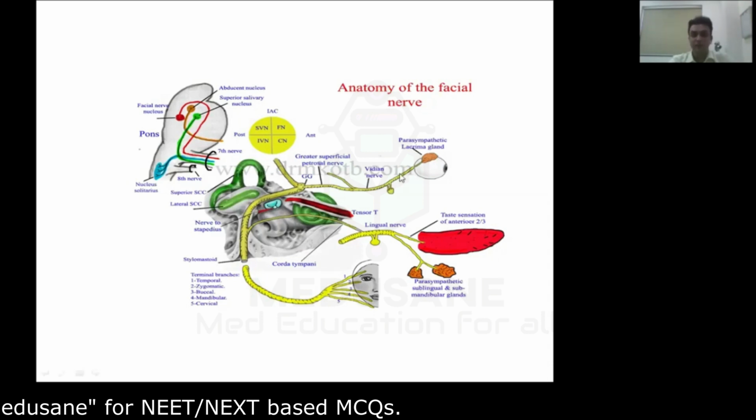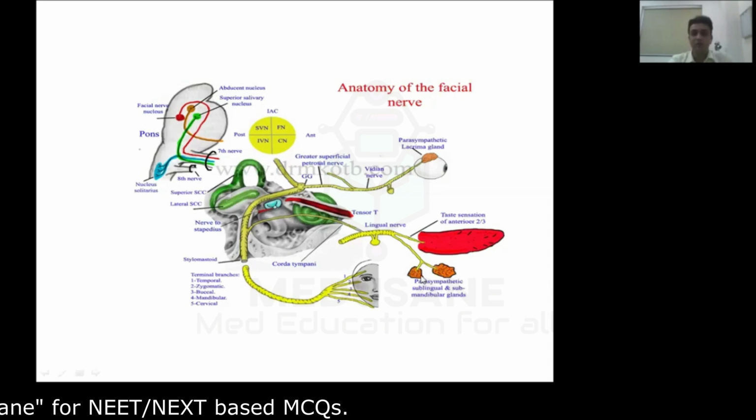And the third branch of the nerve arises from the vertical portion, which is known as the chorda tympani nerve, which goes to the submandibular gland and supplies parasympathetic secretomotor fibers to the submandibular and sublingual salivary glands. It also takes the taste fibers from the anterior two-thirds of the tongue. At the level of the stylomastoid foramen, the nerve passes through the stylomastoid foramen and becomes the extratemporal part of the nerve.